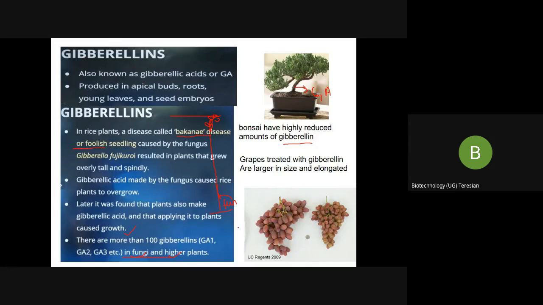So I can treat even my grapes. This is my normal grapes. But what the scientists have done is they treated these normal grapes with gibberellin, and they saw that the grapes became large in size and elongated. Most of you have seen such grapes, which are long and elongated. It is an agricultural boon to get such big grapes.